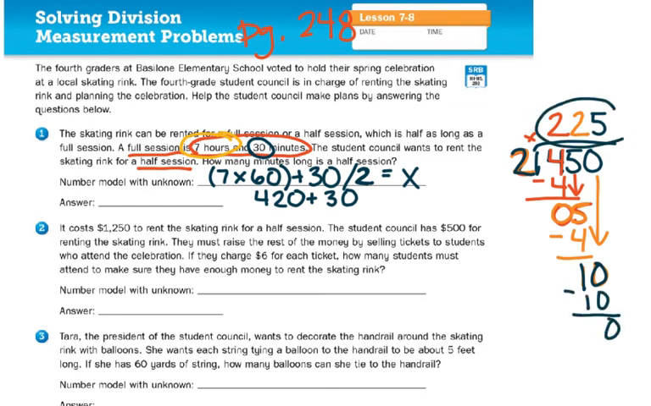So how many minutes in a half a session? 225 minutes. Don't forget to label your answer.